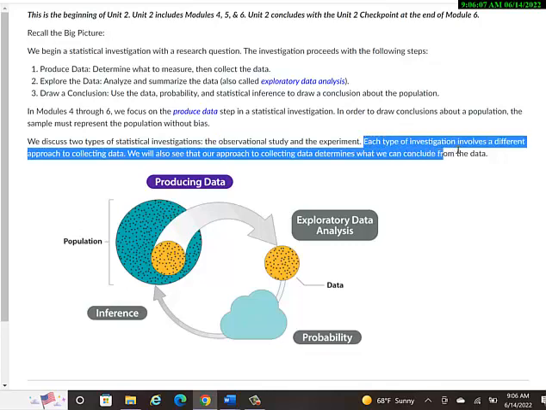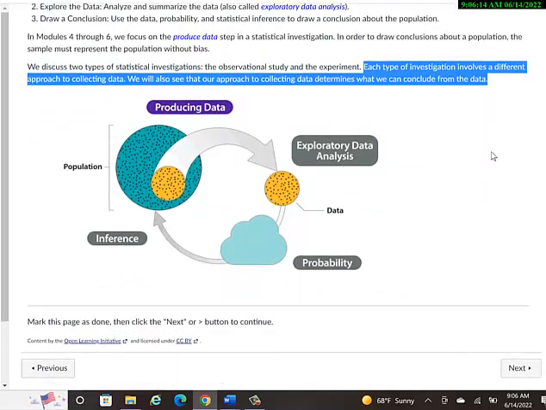Each type of investigation involves a different approach to collecting data. We'll also see that our approach to collecting data determines what we can conclude from the data.